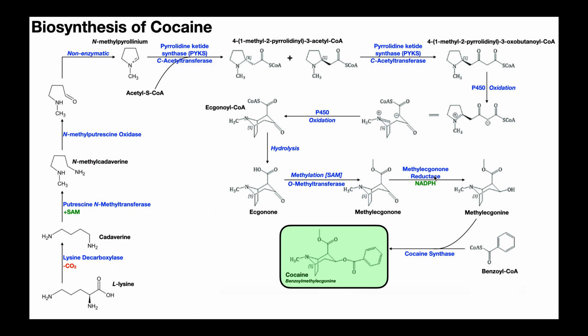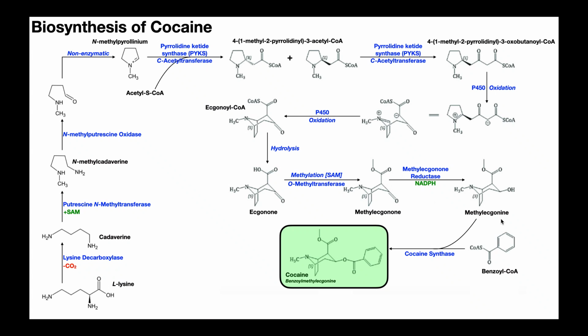Then we have an enzyme here called methyl ecgonone reductase, which uses NADPH to perform the reduction reaction, and essentially it targets this ketone right here and reduces it to an alcohol, or an OH group. This molecule is methyl ecgonine.